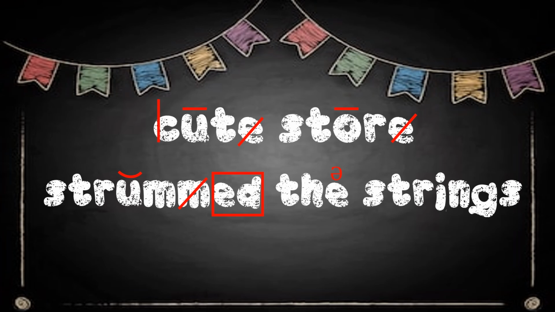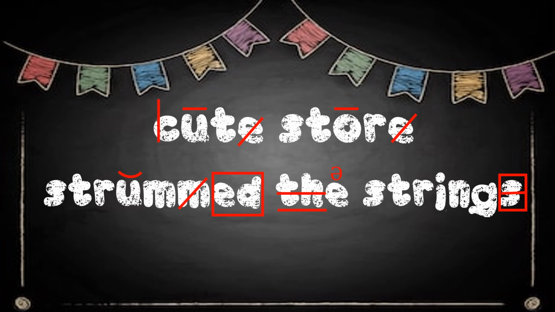Now, let's look and we see digraph TH. And we know in the word the, digraph TH makes its voiced sound. So we're going to cross it out with a voice line to remind us that it's going to make its voiced sound. Now, let's look at the last word in this phrase. Let's break it apart. What do you see at the end of this word? We see suffix S. And we know that when suffix S comes after the letter G, it's going to make its voiced sound.